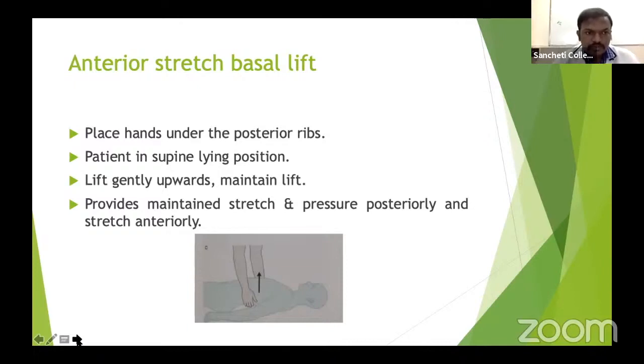Firstly, we place the hand under the posterior ribs, and the patient is in supine lying position. Then we gently lift upwards and maintain this lift. This position will provide a maintained stretch and pressure posteriorly, and it stretches anteriorly.